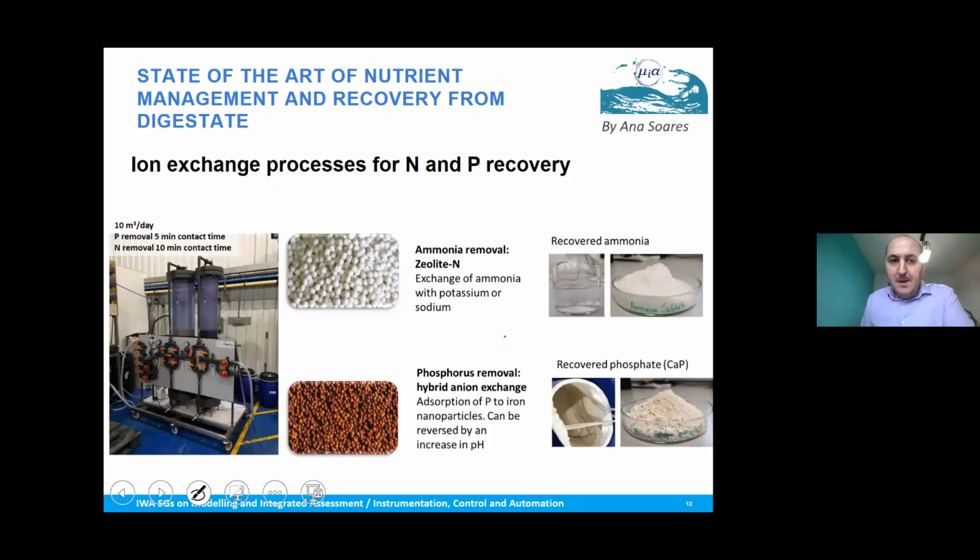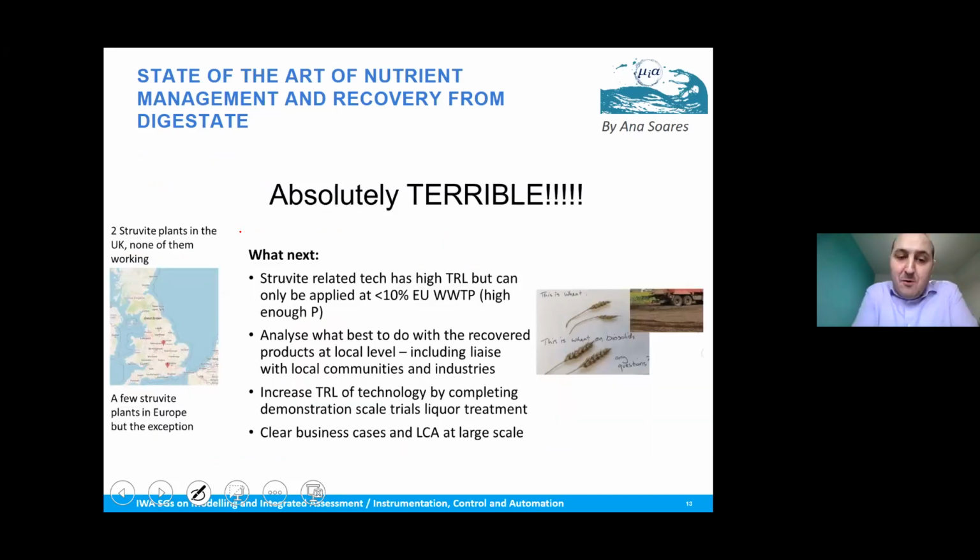She discussed the main results on some pilot testing at Cranfield University, treating 10 cubic meters per day of water, where ammonium was recovered at 10 minutes of contact time using zeolites with good efficiency, and also phosphate was recovered using a hybrid anion exchange at a high recovery.